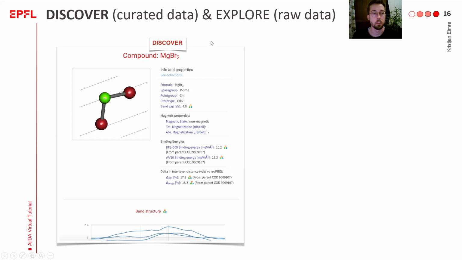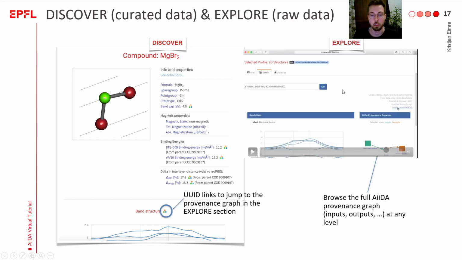So here, for example, for the two-dimensional database, there is a different page for each compound. This is for magnesium bromide. And you will get different kinds of properties calculated for this material, and for example also the band structure. So you can explore the material and its properties in a curated way. And what's interesting is that for different properties you will have this AiiDA link that links to the explore section where you can browse the provenance.